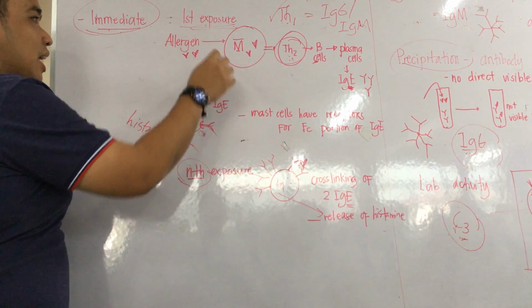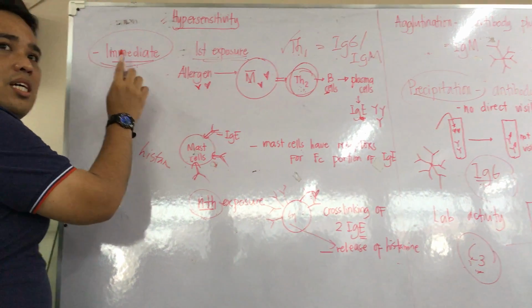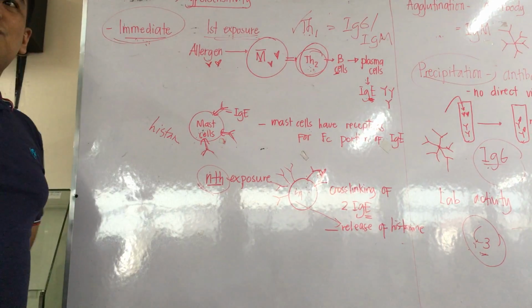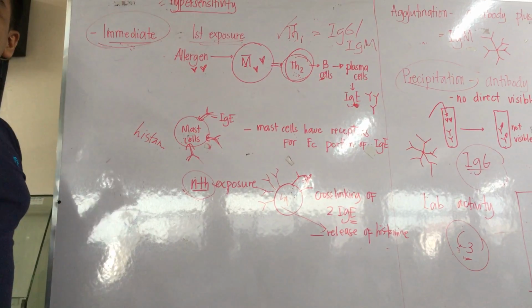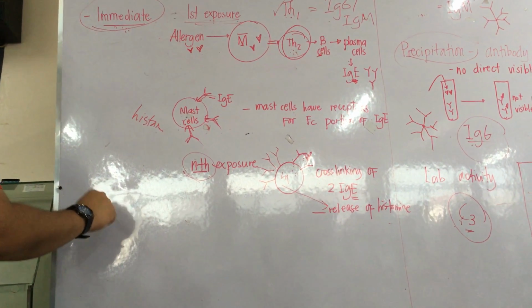So meaning it would take a lot of exposures before you will actually manifest the allergic reaction. That's for penicillin. The other one is actually tuberculin. So what's the point? Let's say you were exposed to, what is the organism?